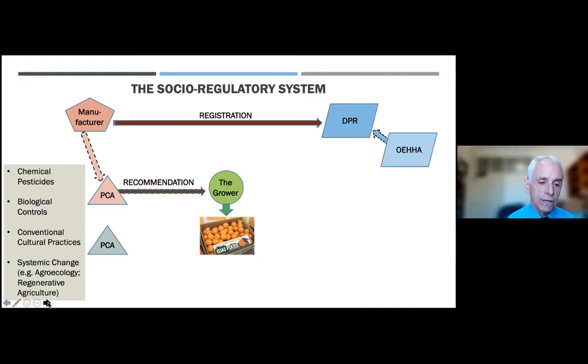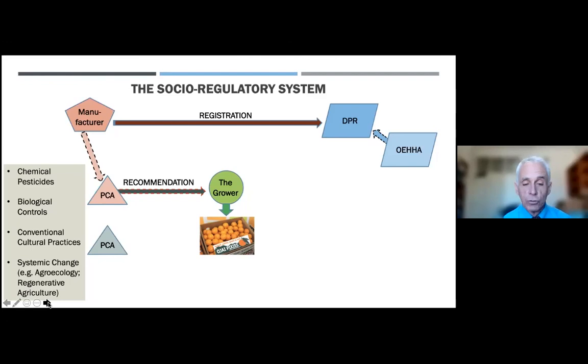Cultural practices, and I call these conventional cultural practices, meaning not systemic changes to ag, but more practices that can be used in a particular field or orchard, even in a standard farming setting. And these make the field or orchard less conducive to the survival or the growth or the reproduction of the pest. So, for example, in our case, the citron scale lives on various types of citrus trees.